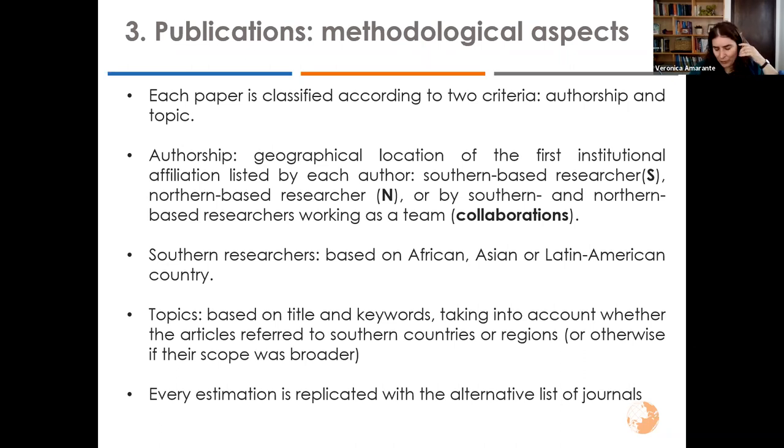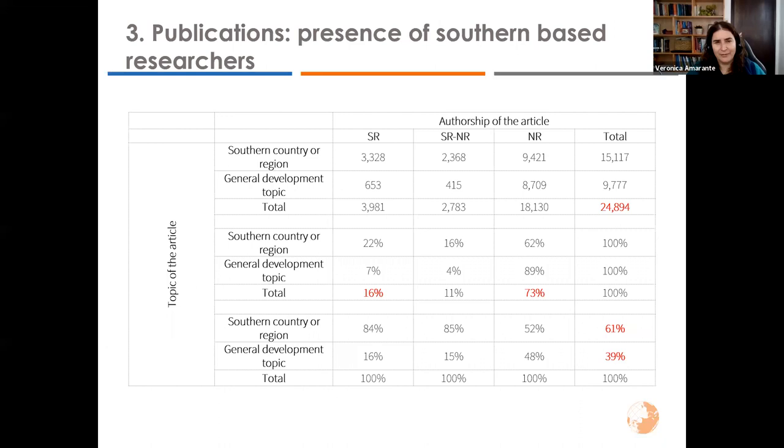estimate. What I am presenting here, we have it estimated also with the alternative list of journals, and the results are basically the same. But I'm just presenting the Google rank, the top 20 development journals according to the Google ranking. So there you have in red the total number of articles that are considered. It's almost 25,000 articles.